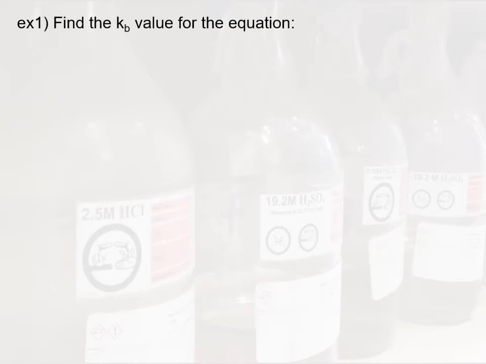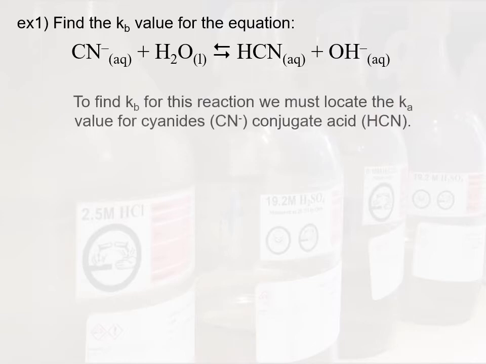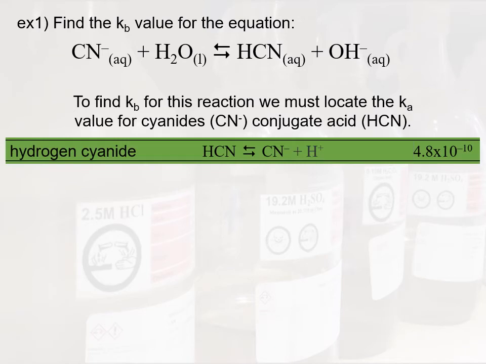Example 1, find the Kb value for the equation where cyanide and water react to produce hydrocyanic acid and hydroxide ion. To find the Kb for this reaction, we must locate the Ka value for cyanide's conjugate acid, which is HCN. So when I look on the green sheet, I find HCN has a Ka value of 4.8 times 10 to the negative 10. Now that's the Ka value for HCN, but we've got CN minus, which is the conjugate base. So we have to find the Kb value.